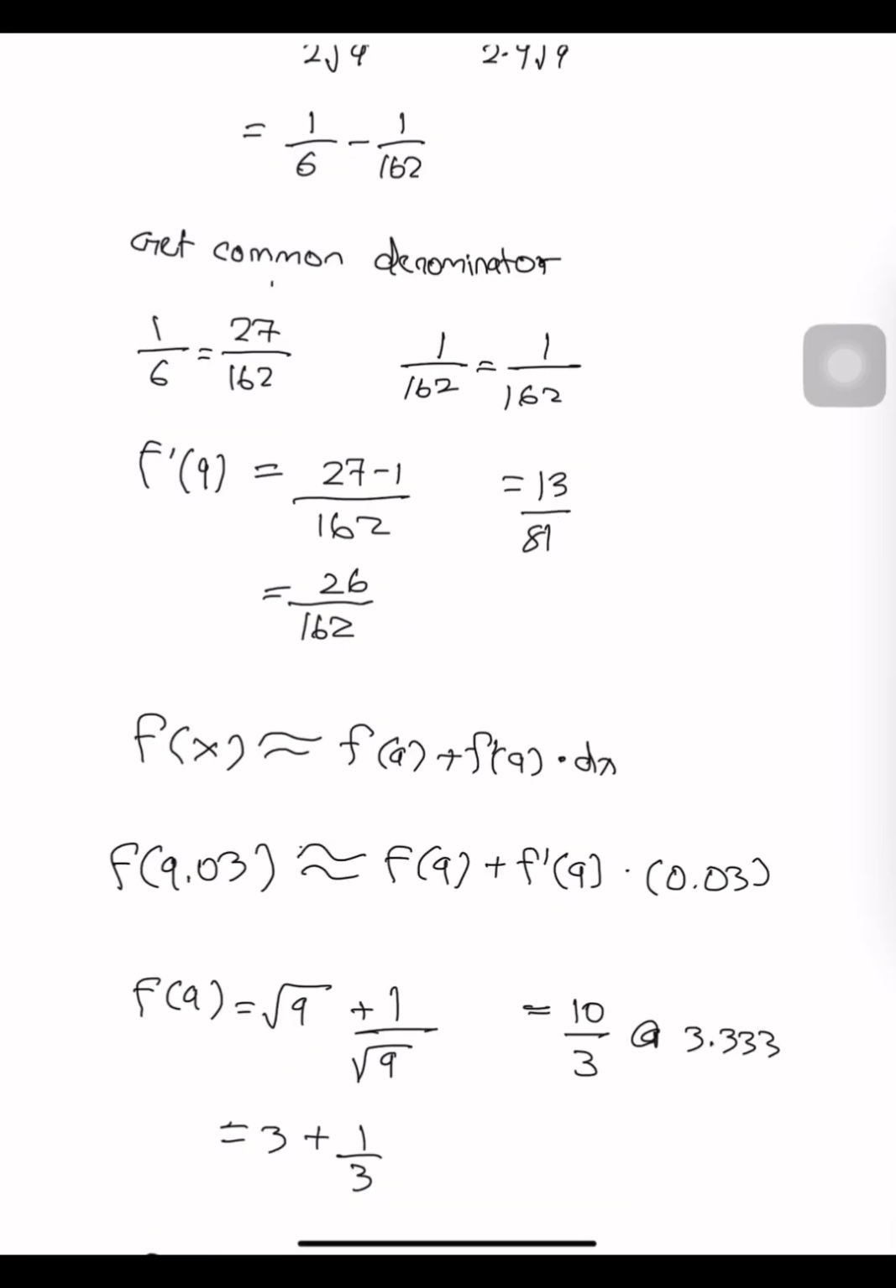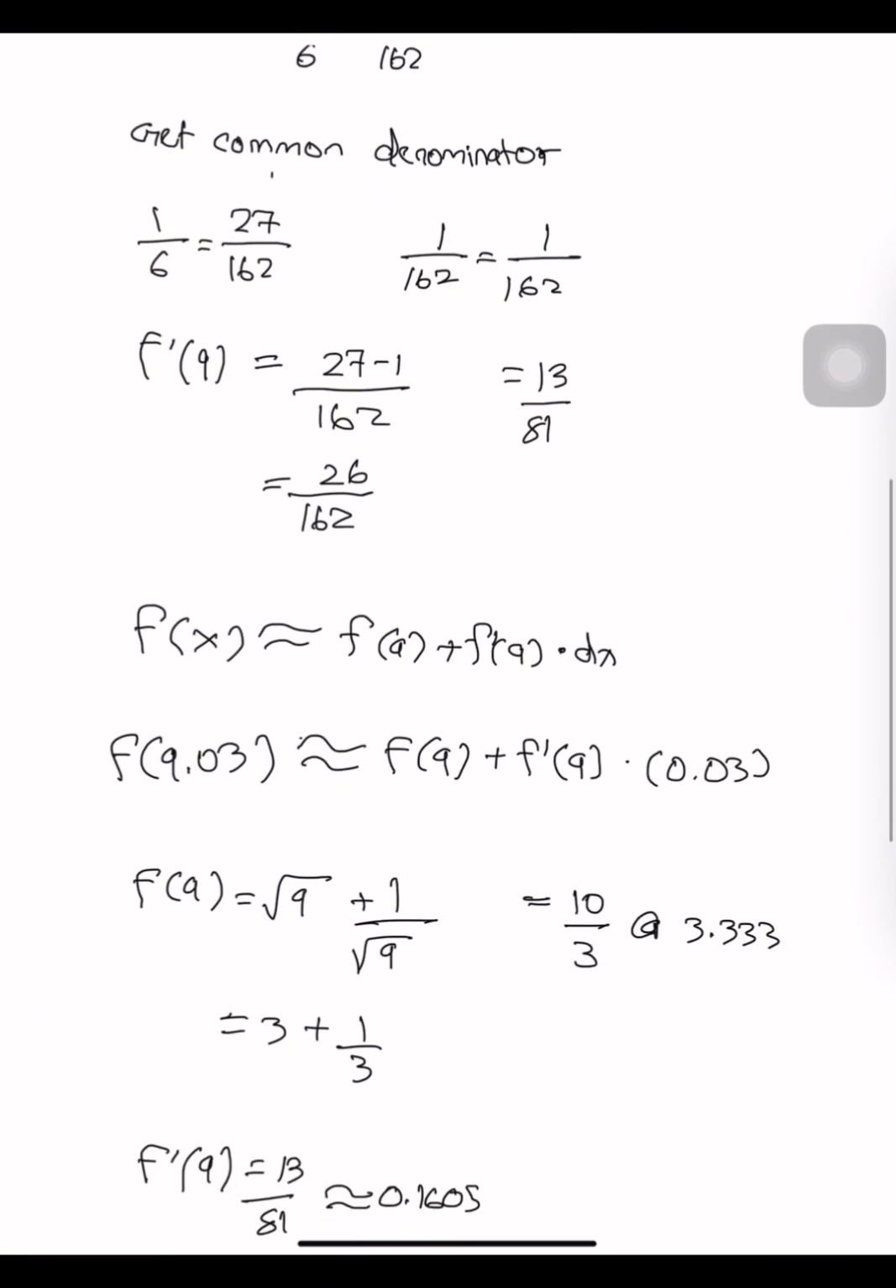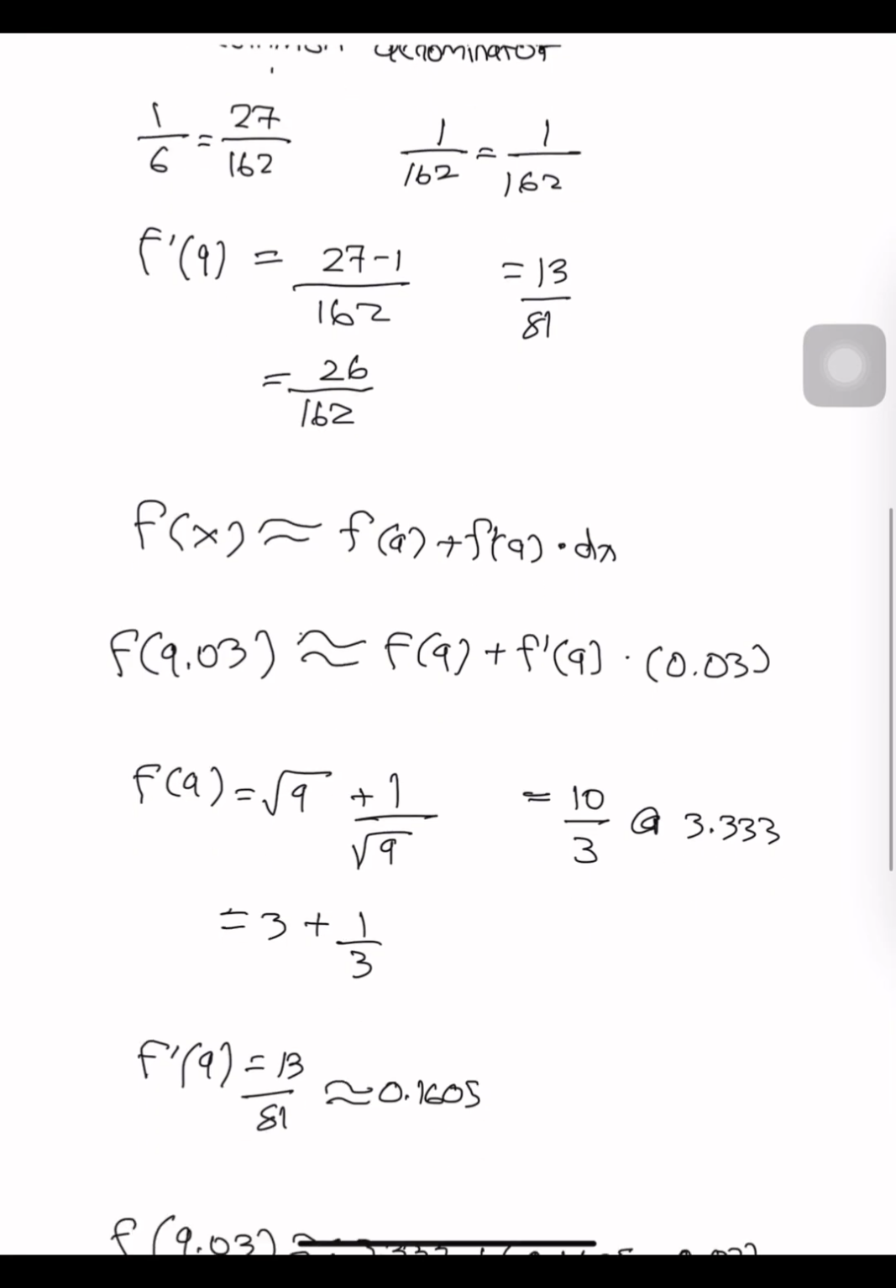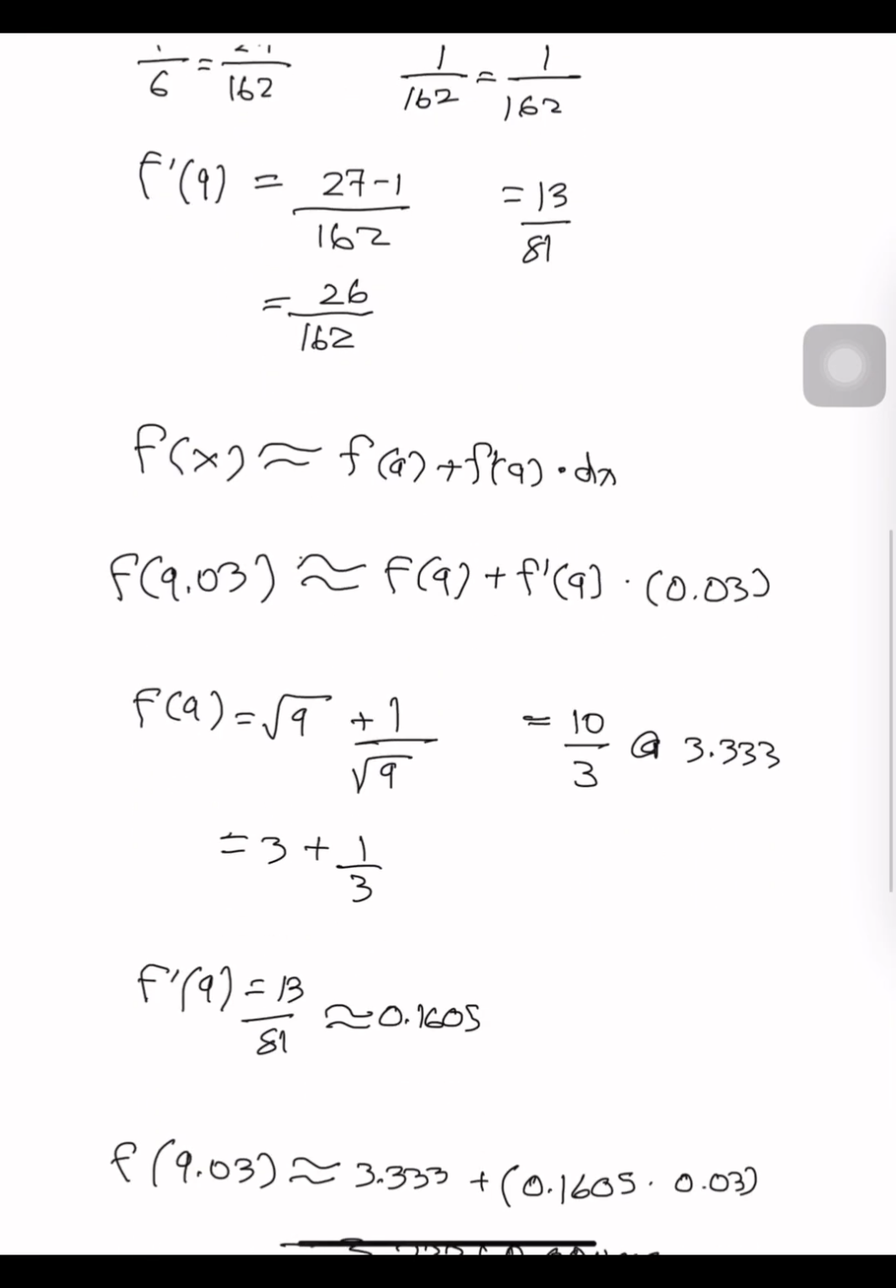After that, we need to get the common denominator. So 1 over 6 is equal to 27 over 162. So f prime of 9 is equal to 27 minus 1 over 162. We calculate that, and we get 26 over 162. We simplify that, and we get 13 over 81. After that, we use the linear approximation formula. f(x) is almost equal to f(a) plus f prime of a times dx.